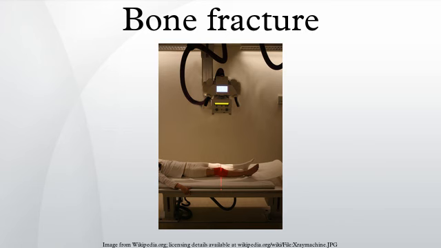Impacted fracture, a fracture caused when bone fragments are driven into each other. Avulsion fracture, a fracture where a fragment of bone is separated from the main mass.